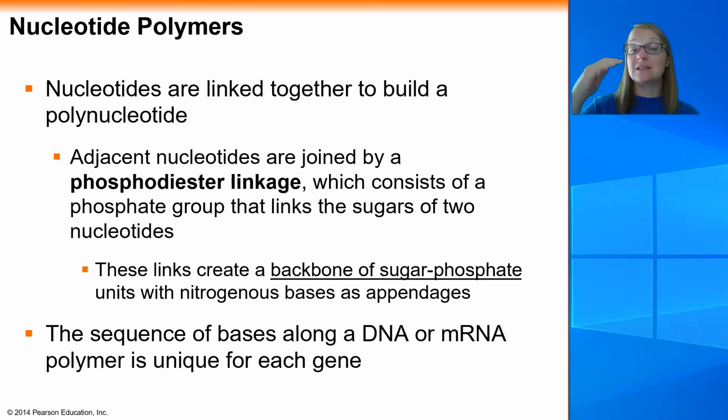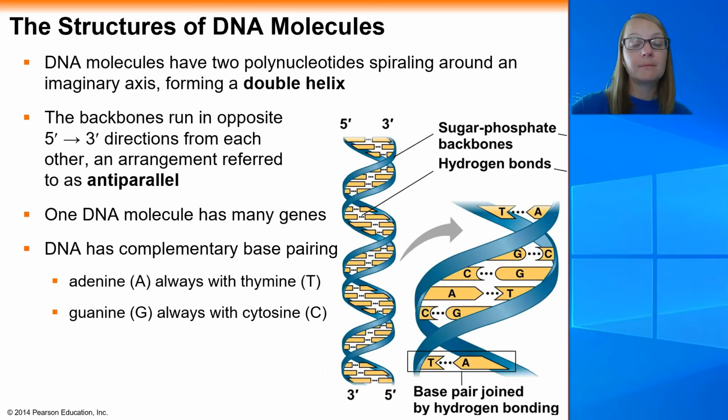Where you have the A's, the T's, the C's, the G's, or in RNA, the U's, it matters, right? The order of the nucleotides, or the nitrogenous bases, will determine the sequence of amino acids that the cell will use to build a polypeptide. And so the sequence of the bases along the DNA or the RNA polymer is unique for every gene that's encoded in the genome.